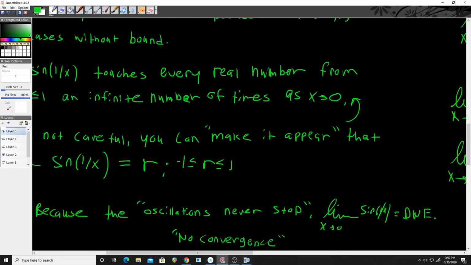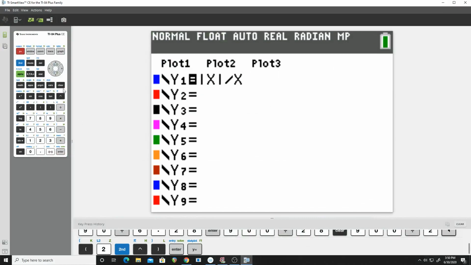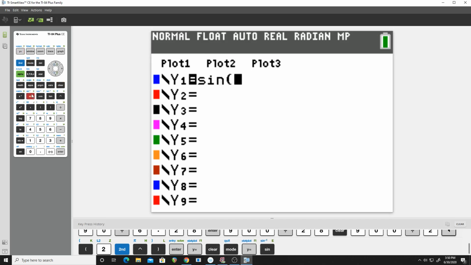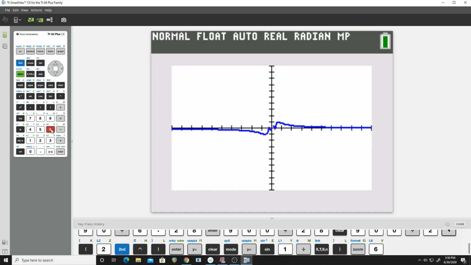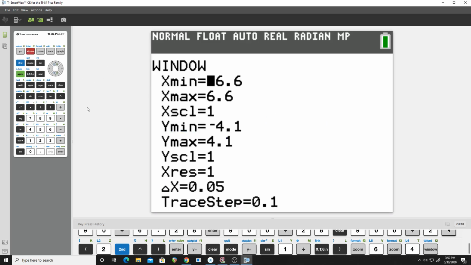And if I try and plot this, you can see what I'm talking about. Sine, make sure I'm in radians, yeah. The sine of 1 over x. I'm going to do a zoom 6 first. It looks kind of squiggly. Let's do a zoom 4. See, there's so much going on in this region that it's basically ignoring all the processing.